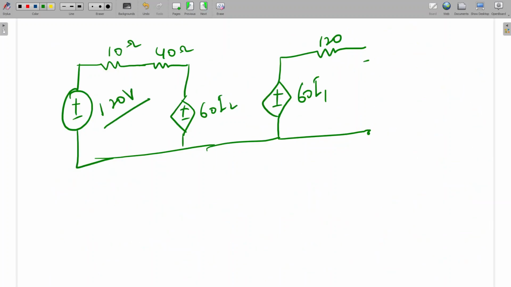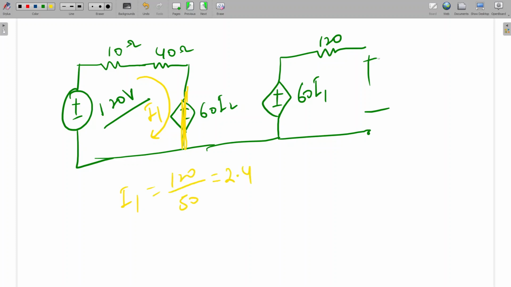So how can we calculate this voltage? See here this I2 is 0. I2 is 0 means this 60 I2 will be shorted. I2 is 0 means this voltage will be shorted. So what will be the value of I1? Can anyone tell? 2.4 amps. I1 will be 120 by 50. So it will be 2.4.